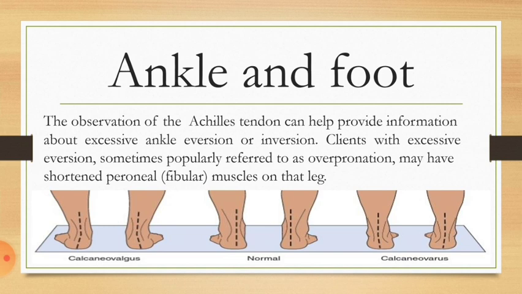Next, ankle and foot. The line of gravity passes between the ankle, equidistant from the medial malleoli. Observation, Achilles tendon can help provide information about excessive ankle eversion or inversion. Client with excessive eversion, sometimes popularly referred to as overpronation, may have shortened peroneal muscles on that leg.